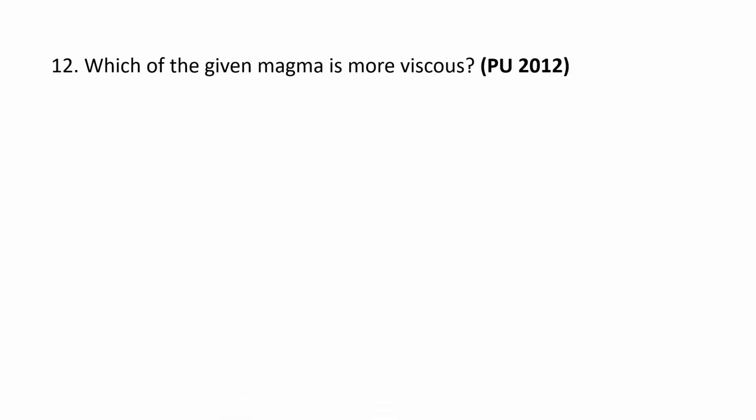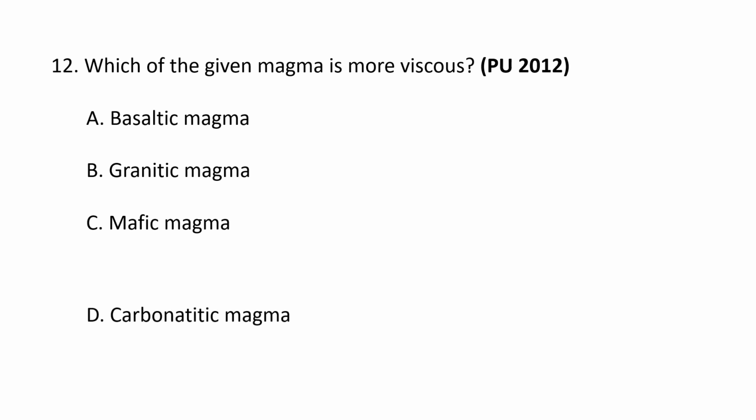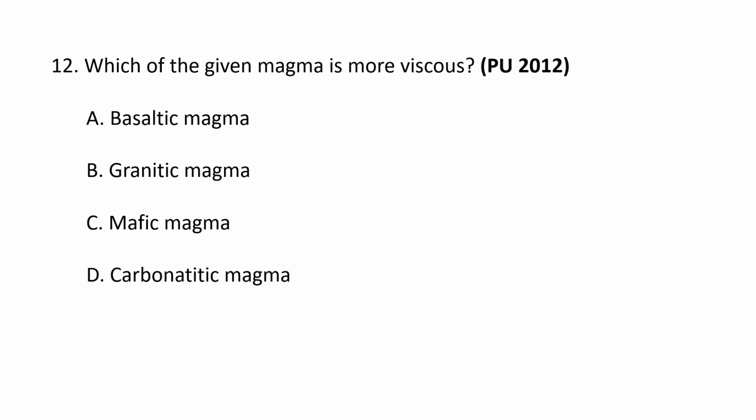Next question. Which of the given magmas is more viscous? A. Basaltic magma, B. Granitic magma, C. Mafic magma, and D. Carbonatitic magma. So the correct option is granitic magma, which is more viscous.